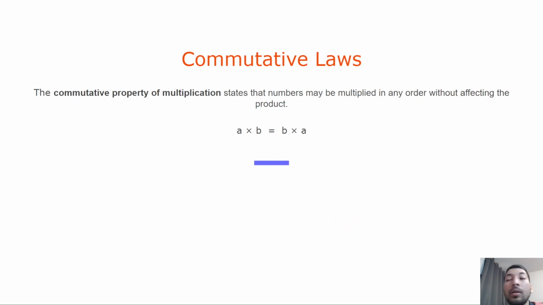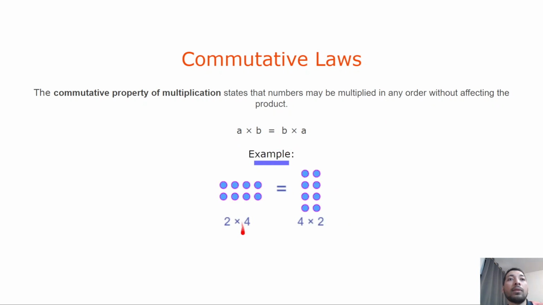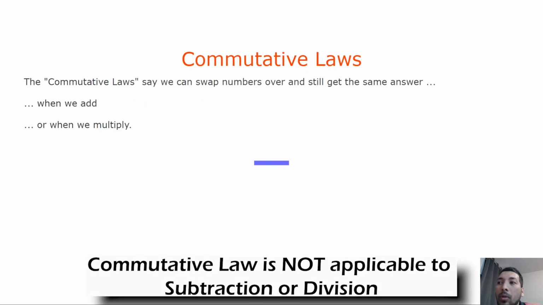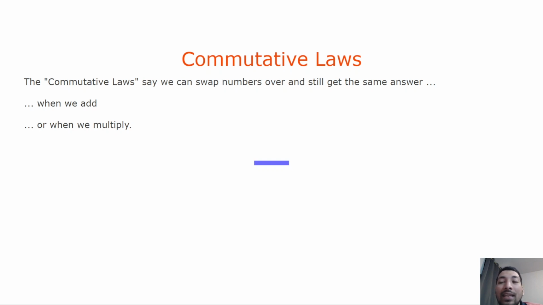We have the commutative property of multiplication as well. This law states that numbers may be multiplied in any order without affecting the product. So we can multiply a times b, which is the same as b times a. For example, 2 times 4, which equals 8, is the same as 4 times 2, which equals 8 as well. To conclude, the commutative property is applicable to both multiplication and addition, and we can swap numbers and we still get the same answer.